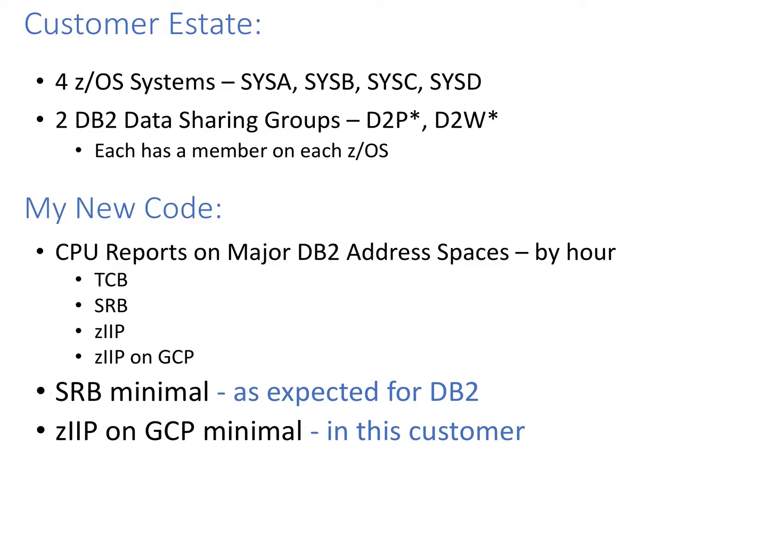So in this customer, as in every other customer I would expect, SRB time for the DB2 main address spaces is going to be minimal. And in this customer, but not necessarily in other customers, the zIIP on GCP time is minimal. So let's just look at 2 graphs.